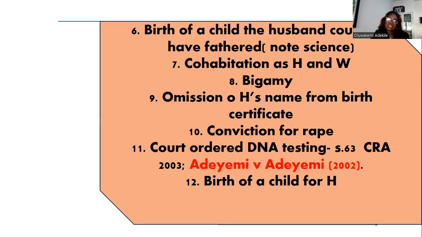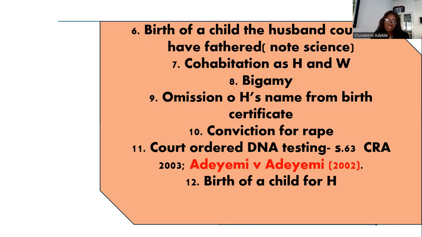Then when the court orders DNA testing of a child, look at section 63 of the Child Rights Act. It permits court-ordered DNA and blood testing. So if the child that a wife gives birth to is proven, for instance, not to be the biological child of the husband, then the wife would have to explain how it came to be.